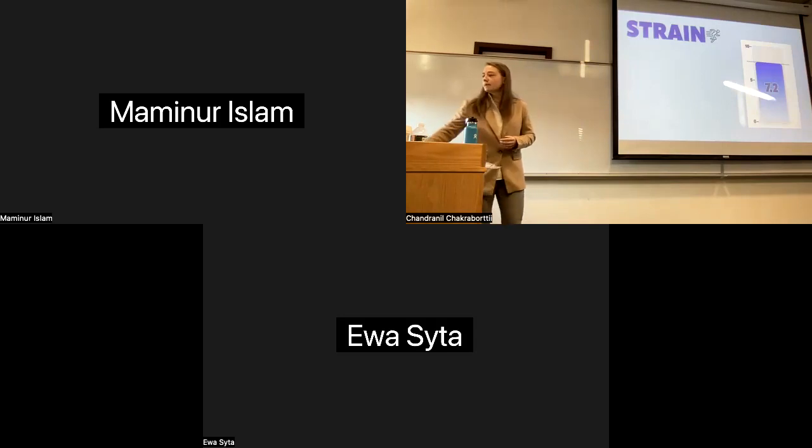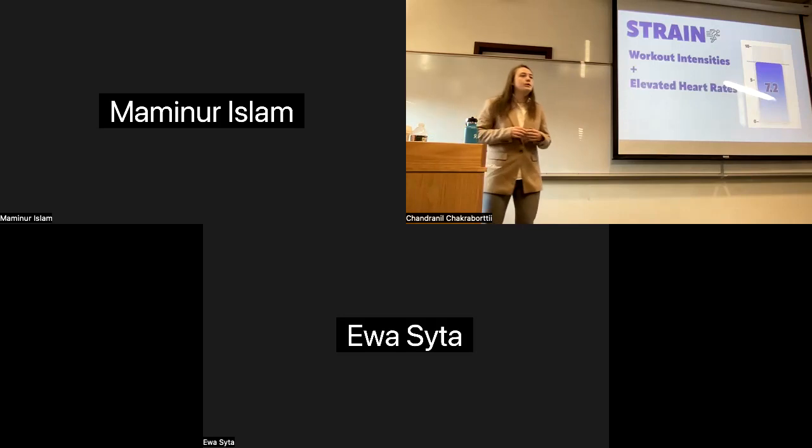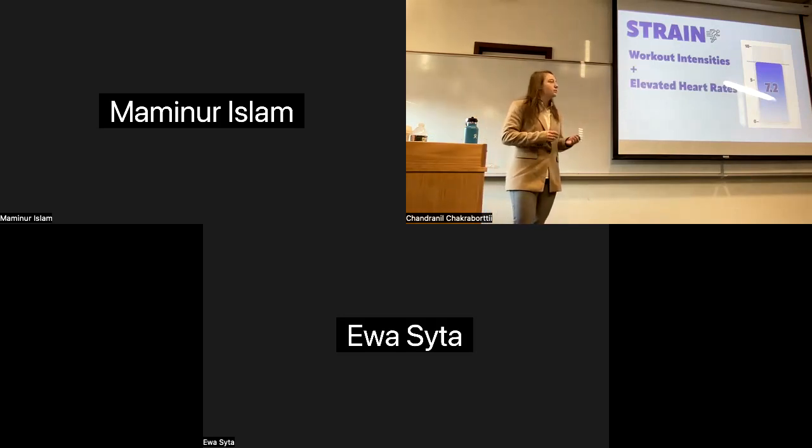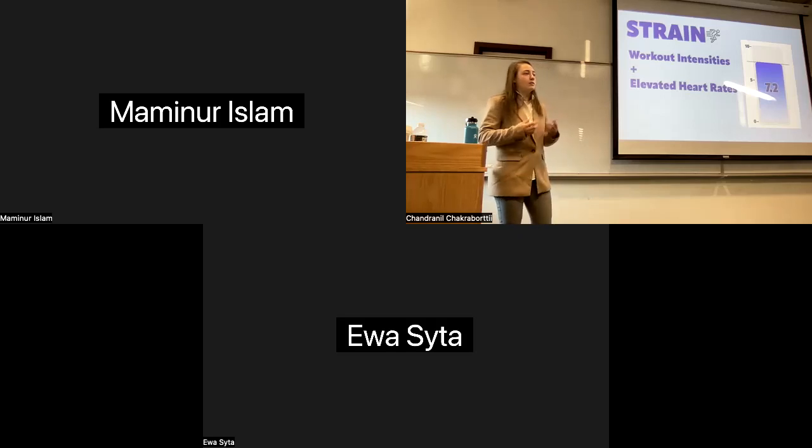Next is strain. Strain will just take the workout intensities and then times where your heart rate's elevated. So this could be times where you're not logging a workout, but walking upstairs. Maybe you're giving a presentation, maybe you're really stressed about something and your heart rate begins to elevate. The watch will notice and detect that, and then it will be applied to the workout intensity scale.